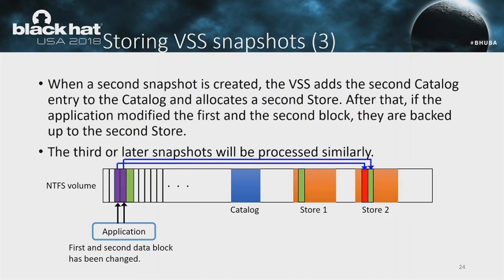When the second snapshot is created, the VSS adds the second catalog entry to the catalog and allocates a second store. After that, if the application modified the first and second block, they are backed up to the second store, like this and this. And the third or later snapshots will be processed similarly.